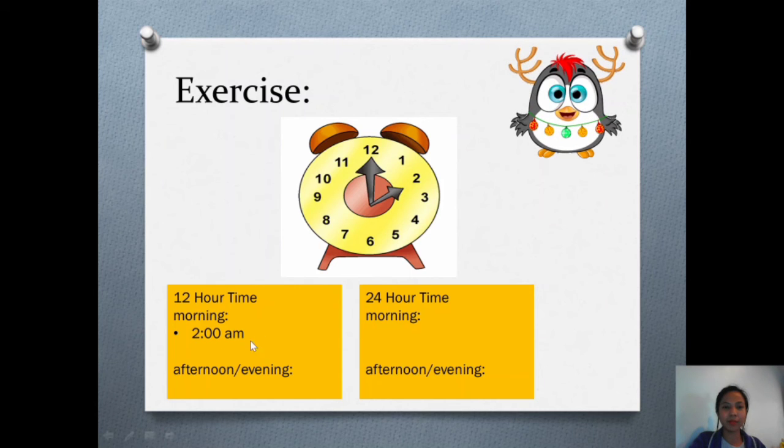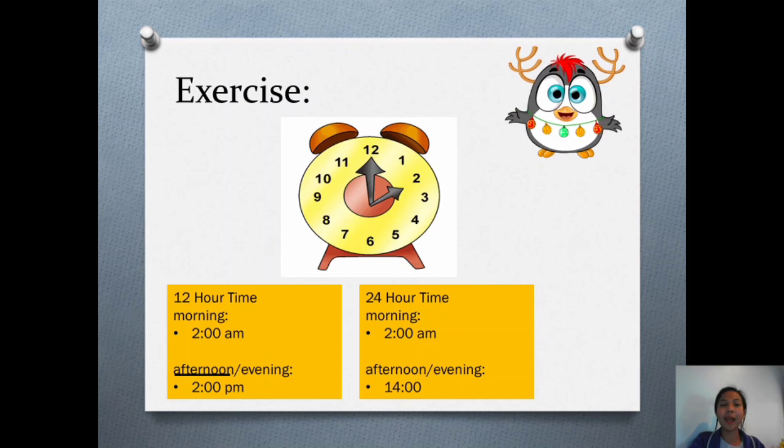Next, what if I'm talking about afternoon? Instead of AM, you're going to write PM. It's just the same 2, but you change the A to P. So 2 o'clock PM. Understand? What if it's 24-hour time basis? If I'm talking about morning, it's just the same: 2 o'clock AM.